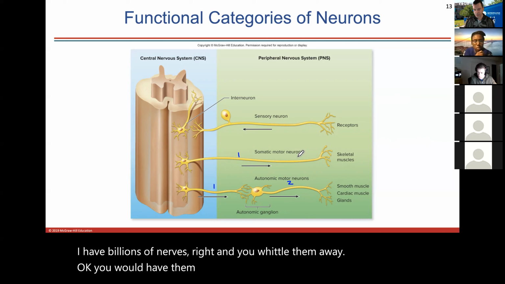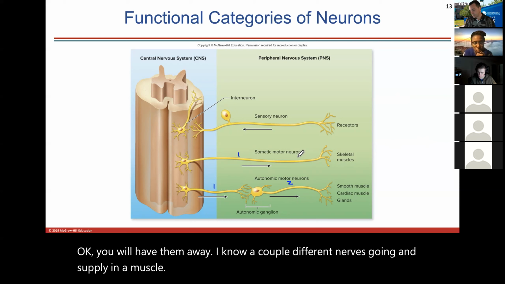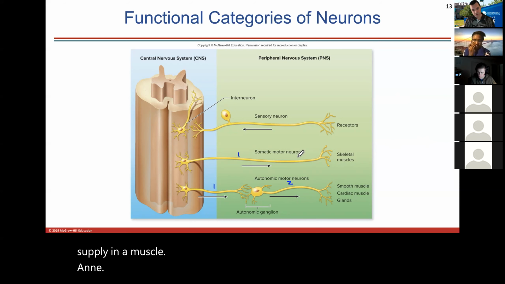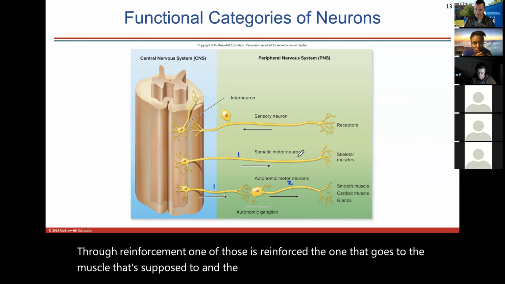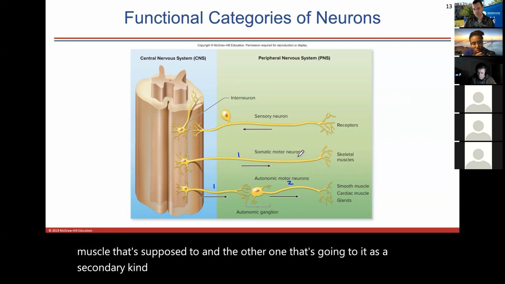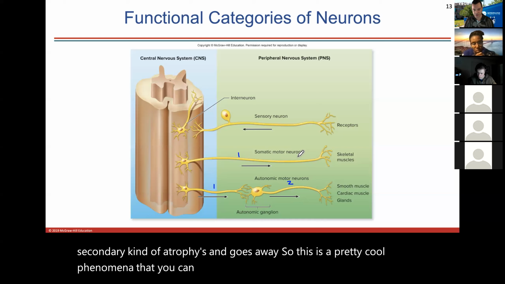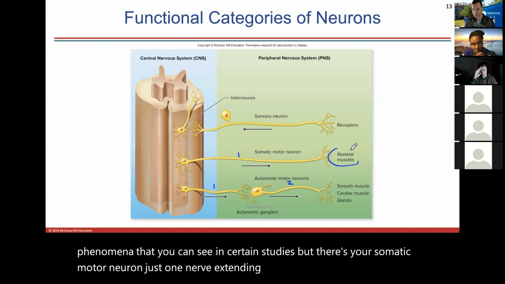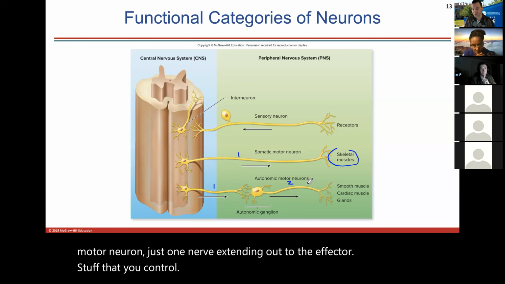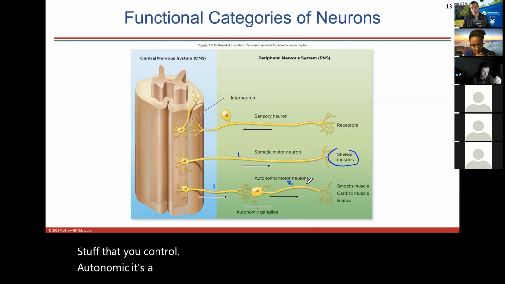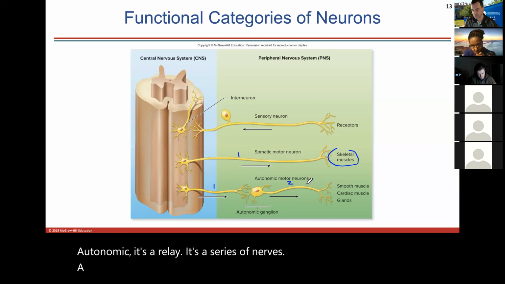You see a couple different nerves going and supplying a muscle, and through reinforcement, one of those is reinforced, the one that goes to the muscle that's supposed to, and the other one that's going to it as a secondary kind of atrophies and goes away. So this is a pretty cool phenomenon that you can see in certain studies. But there's your somatic motor neuron, just one nerve extending out to the effector, stuff that you control. Autonomic, it's a relay. It's a series of nerves. A preganglionic neuron and a postganglionic neuron.